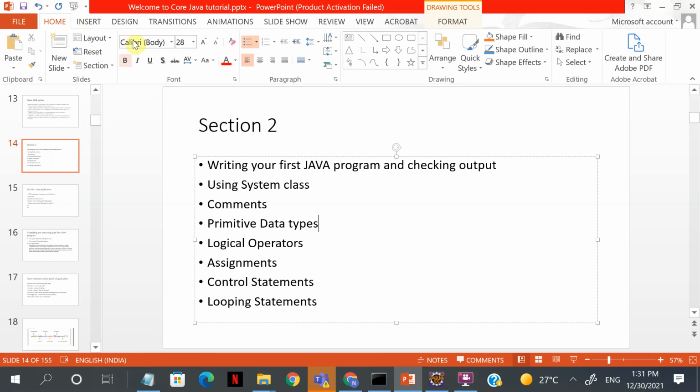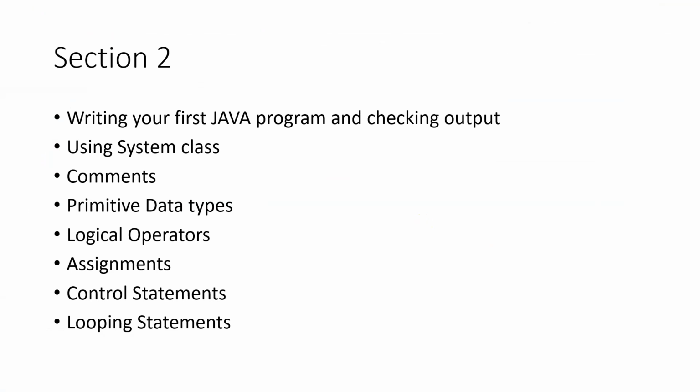Alright, in this second section, we're going to write our first Java program and check the output. We discussed all about the JVM, and we'll see how it works. We'll also look at using the basic System util class, which is printing output. We'll see how to add comments. We'll look at the primitive data types. A lot of logical operators are there, assignment operators, control statements, and looping statements. So let's get started. Let's write our first Java application.